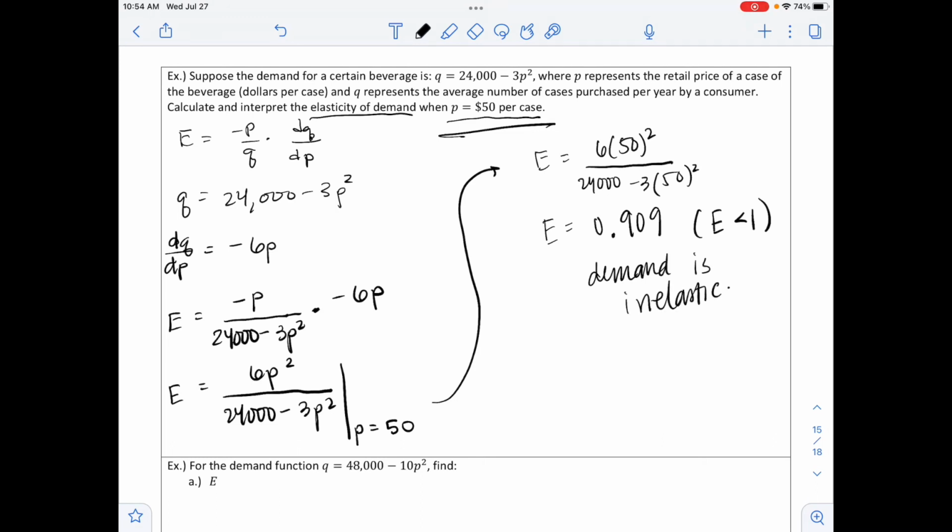And that means that for this beverage, a small change in price has little effect on demand.